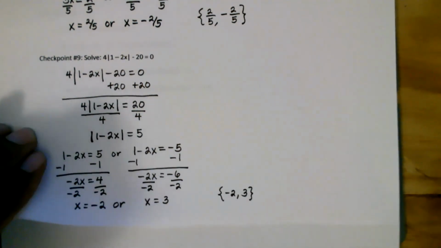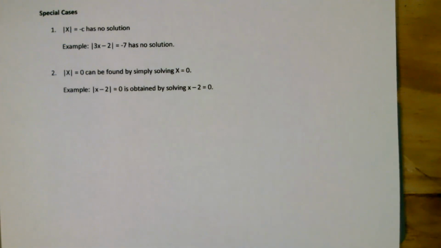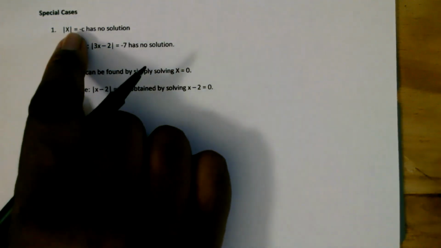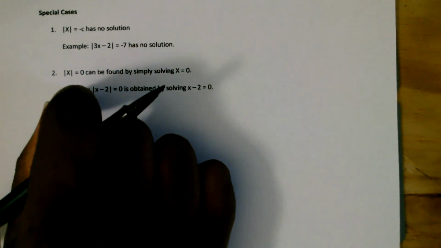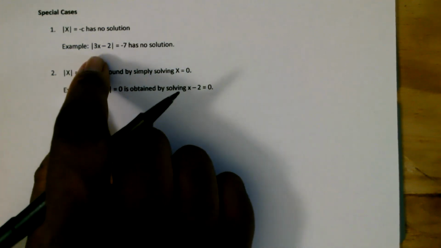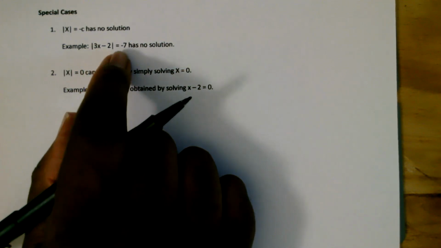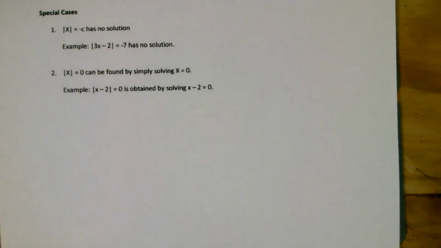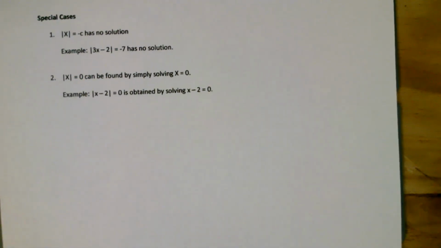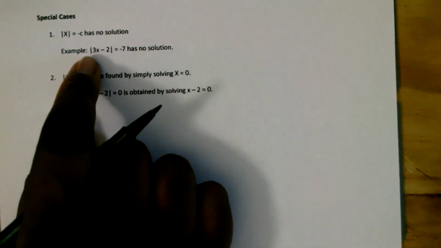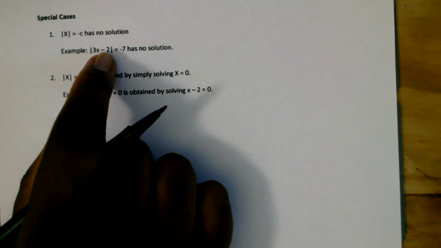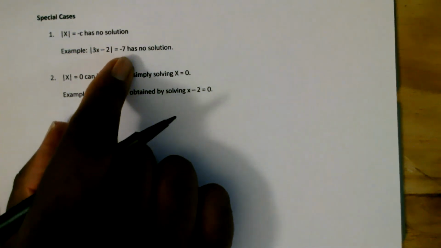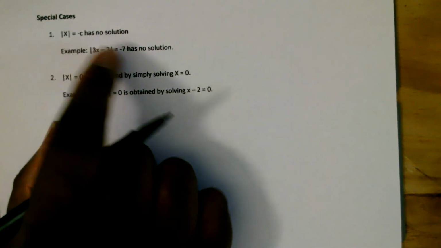Now I do need to end this video with a couple of special cases. Case number 1: if you have the absolute value of an expression equaling a negative constant, that means there is no solution. Like in this case, if I have the absolute value of 3x minus 2 equal to negative 7, I'm not going to be able to solve that equation because it will have no solution. Keep in mind that absolute value is always going to be positive. There is no value of x where the absolute value of 3x minus 2 would give me negative 7 as an answer. So this would be no solution.